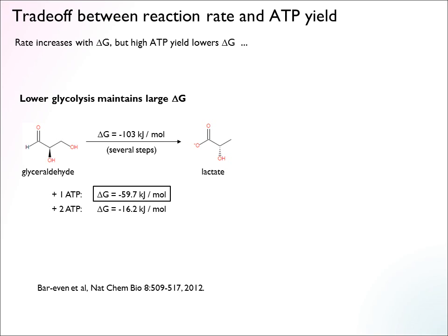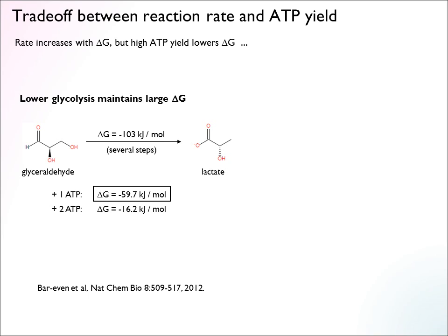So why is that? Well, it has to do with this phenomenon that delta G actually affects rate. You can imagine a cell could choose, if it has the enzymes available, to couple 2 ATP generated to lower glycolysis. But then the delta G would be very small, and so the net flux would be small. So you would get a high yield. You would get 2 ATP rather than 1 for each glyceraldehyde you break down, but it would go slowly.